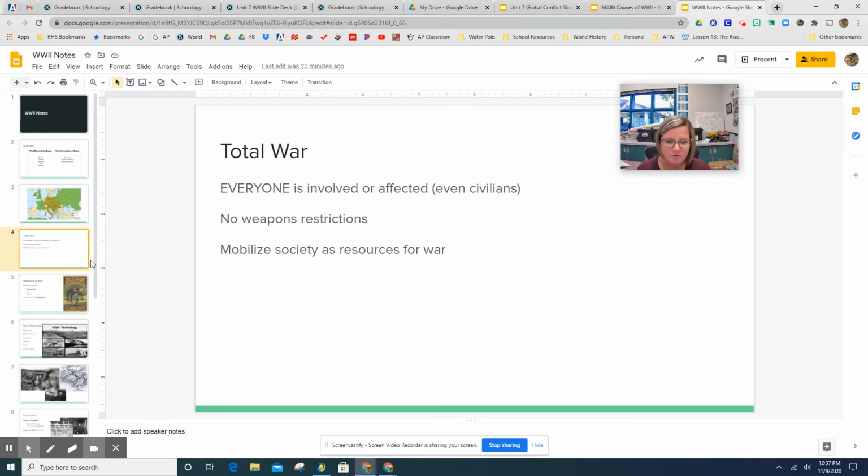And so everybody is kind of involved. There's no restrictions on weapons. Militarization keeps building up. You've got new inventions that keep increasing, which we'll talk about. And then you're just trying to mobilize the whole society for war. Like, what can you do at home to help the people overseas that are fighting?